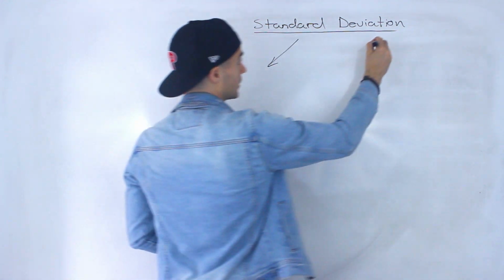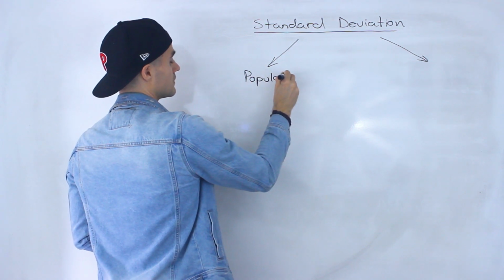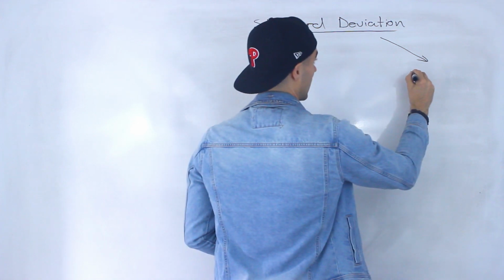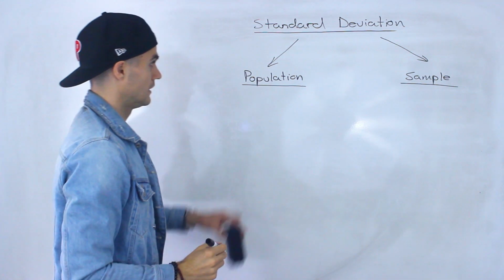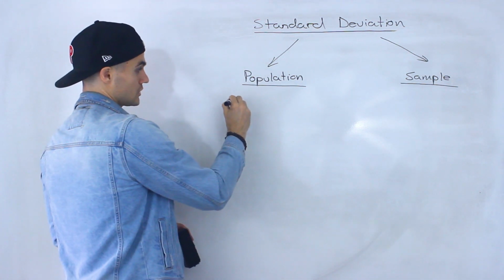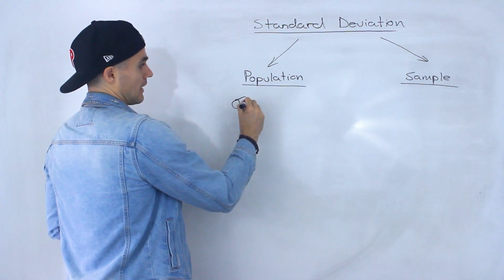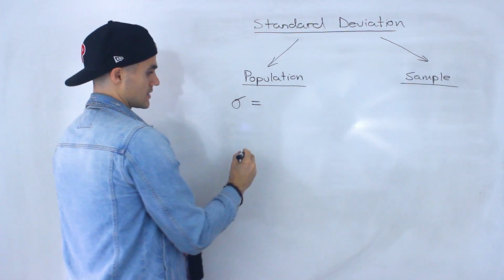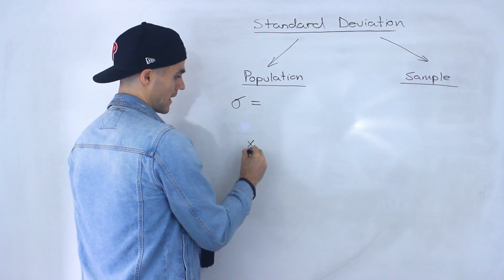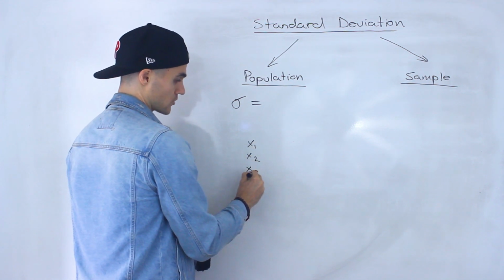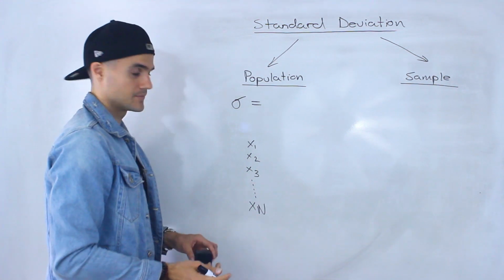So again, we're going to split it up here. We're going to have the population standard deviation, and then we're going to have the sample standard deviation. Now the population standard deviation is usually represented with the Greek letter sigma. And basically what you're doing is taking all of the observations in a population. So let's call them x1, x2, x3, and you keep going all the way to x capital N.